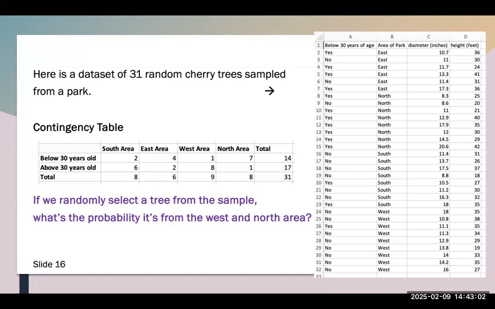If we randomly select a tree from the sample, what's the probability it's from the west and the north area? Now, if we just select one tree, it's impossible to have a tree in the west and the north area. So that probability is 0. These are disjoint events.